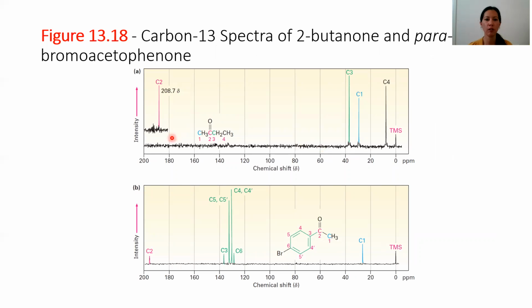Okay, let's take a look. Let's analyze two compounds. This is 2-butanone here, and the first thing I look for is whether there is a carbonyl or not. Do you have something like 180 on? You do. You have a peak.